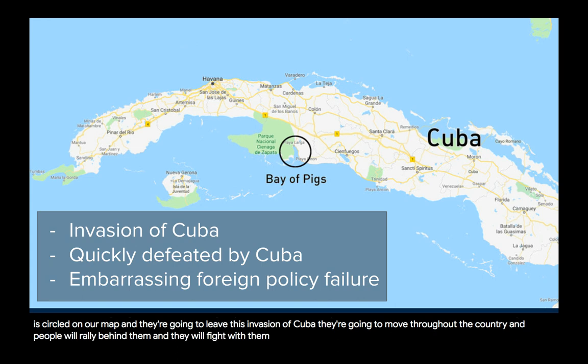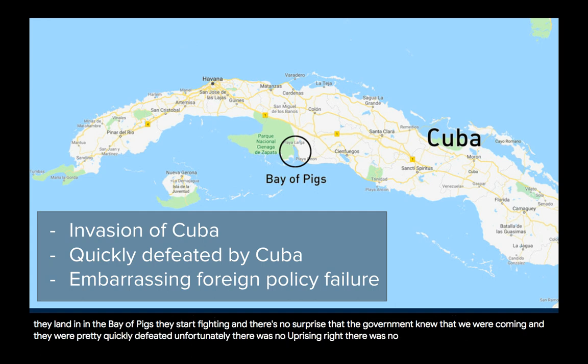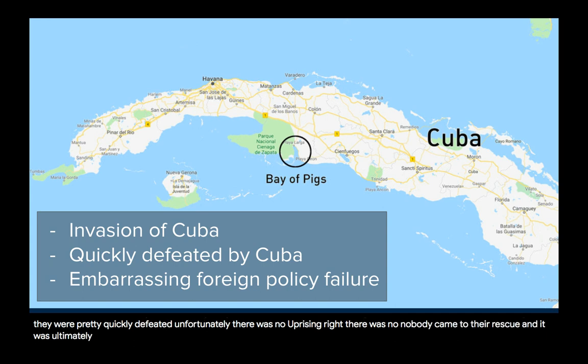And what happened was, it was pretty much a disaster from the start. These ex-Cubans landed in the Bay of Pigs, they start fighting, and there's no surprise. The government knew that we were coming, and they were pretty quickly defeated. Unfortunately, there was no uprising, right? Nobody came to their rescue. And it was ultimately a really embarrassing foreign policy failure on Kennedy's part.